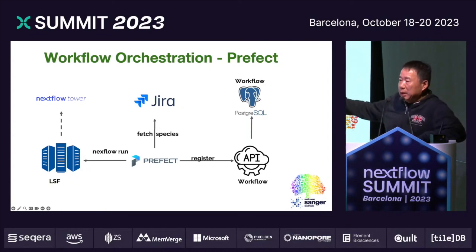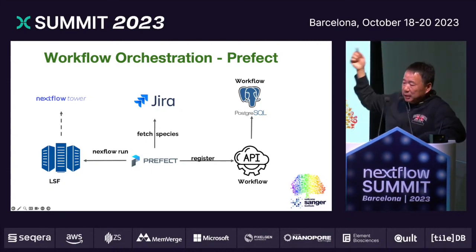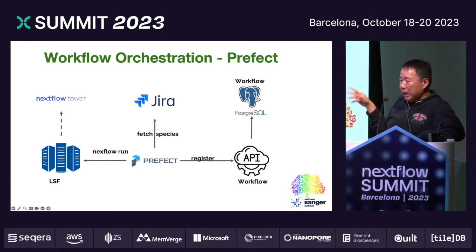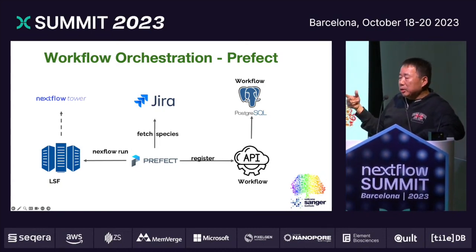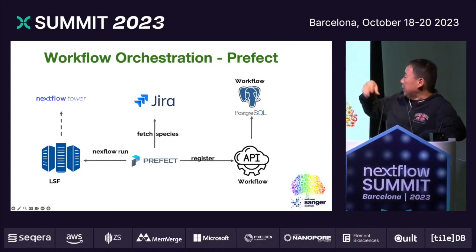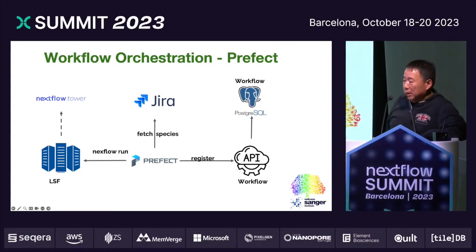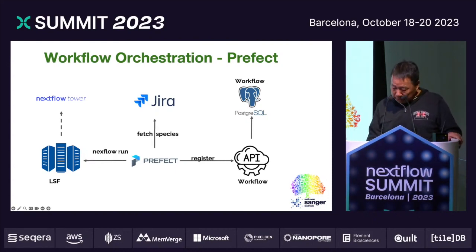We also send all our Nextflow logs to Elasticsearch, so it's easy for us to analyze them: what memory was requested, how much was used, this kind of thing. We have another blog post somewhere. At the moment we use Prefect to control everything here, not directly Tower yet.